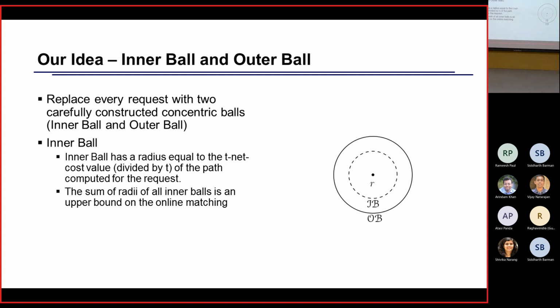We know that the sum of the T-net cost is an upper bound on the online matching. Therefore, the sum of the radii of these inner balls for all requests would be an upper bound on the online matching. So remember that: the sum of the radii of all the inner balls would give you an upper bound on the online matching.